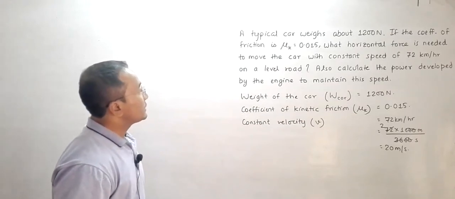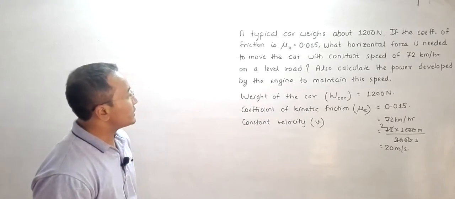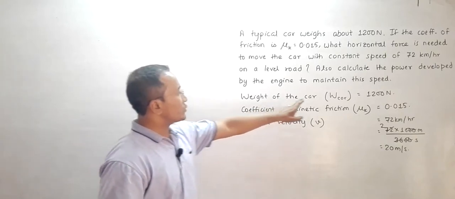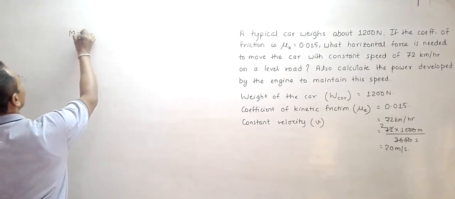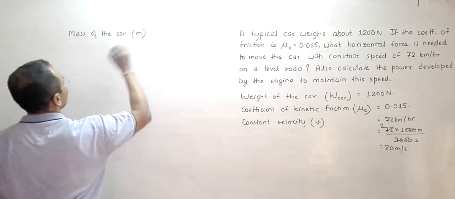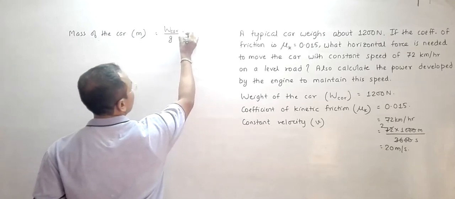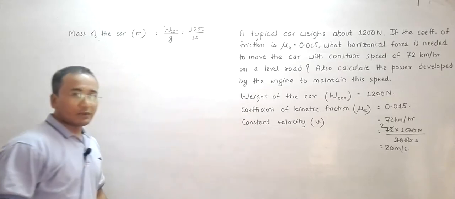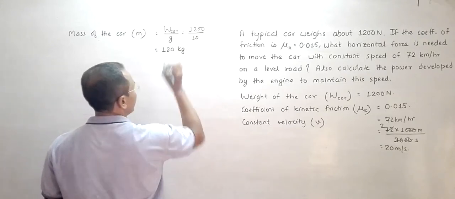Now I need to find the force required to move the car and also the power developed by the engine to maintain the speed of the car. Whenever we have the weight, it is better to find the mass first. So the mass of the car, m, is equal to weight of the car by g, which is 1200 by 10. I have considered the value of g as 10. So it should be 120 kg.